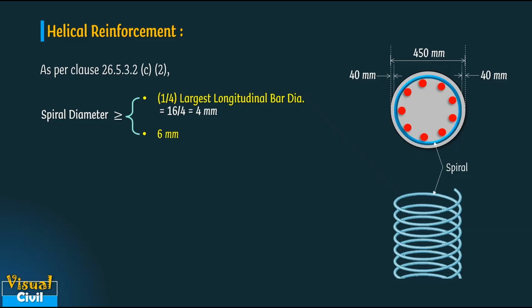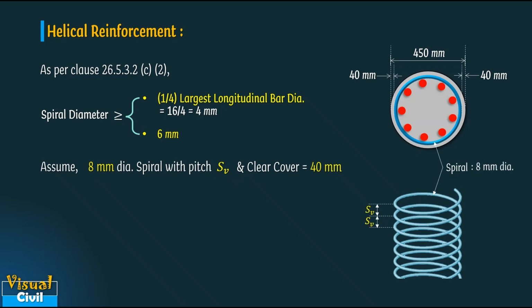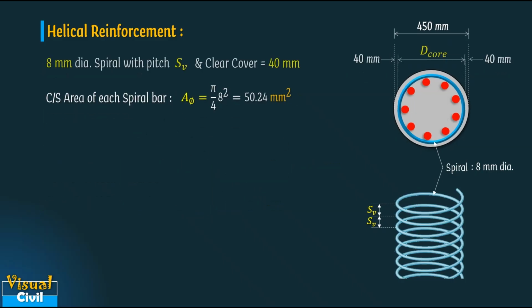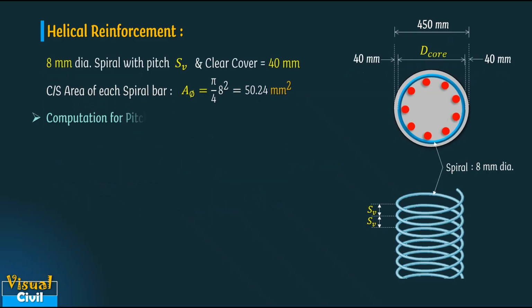Hence, assume 8 mm diameter spiral with pitch SV. Consider the clear cover to the spiral as 40 mm. The cross-section area of each spiral bar is calculated as 50.24 mm square. Next, let us calculate the pitch of the spiral denoted as SV.